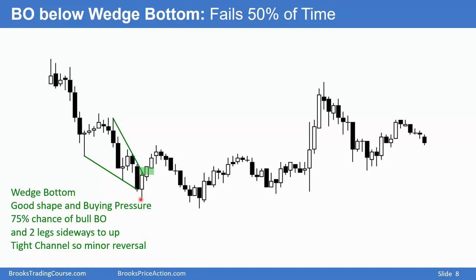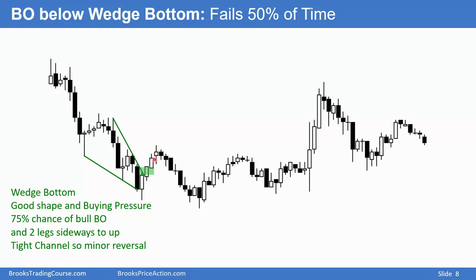In general, if the market hits a reasonable, obvious stop, 50% chance the break below the buy signal bar will lead to a measured move down. 50% chance the breakout will fail, and you'll get a second reversal. Here we have a wedge bear channel, 75% chance bull breakout, probably a couple legs sideways to up.